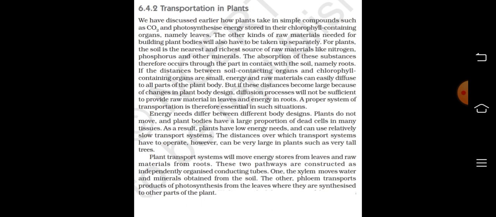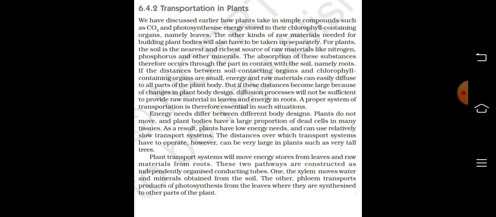If the distances between soil contacting organs and chlorophyll containing organs are small, energy and raw materials can easily diffuse to all parts of the plant body. But if these distances become large because of changes in plant body design, diffusion process will not be sufficient to provide raw material in leaves and energy in roots. A proper system of transportation is therefore essential in such situations.